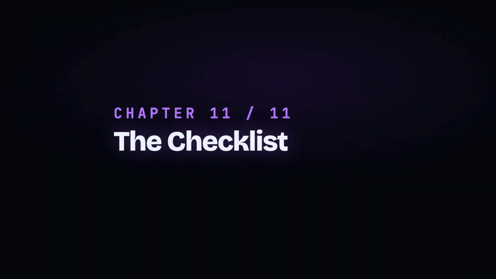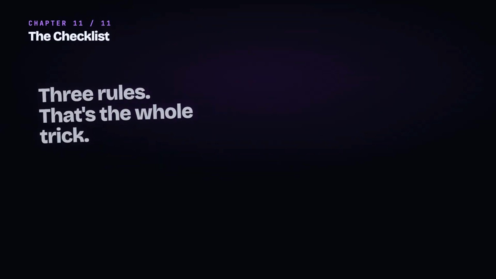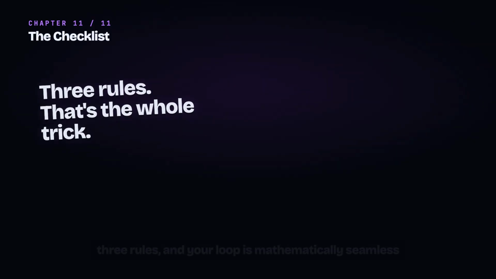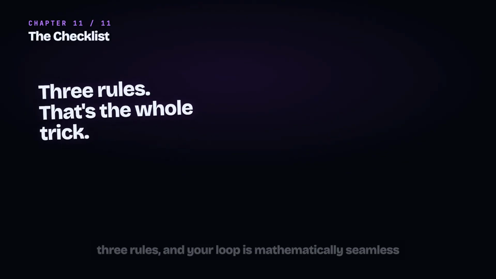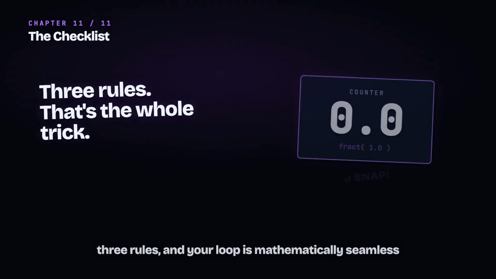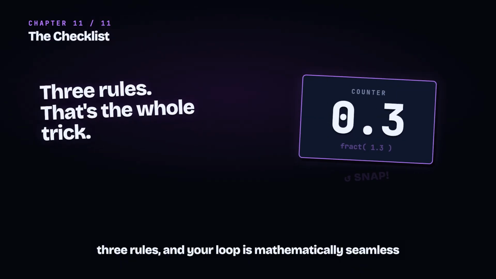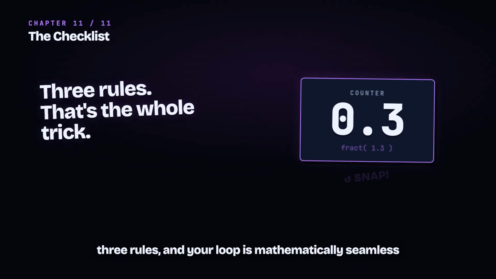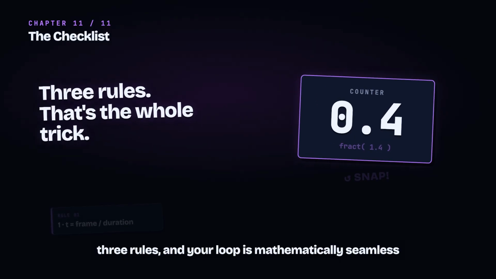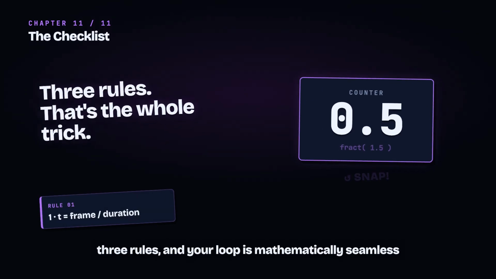All right, let's lock it in. 3 rules, and every seamless loop you'll ever make comes down to these. Rule 1, map time to T, current frame divided by total frames, so your whole animation runs on one number from 0 to 1. Rule 2, drive every motion with a whole number of cycles, sine, cosine, rotation, whatever swings or spins, multiply T by an integer, never a fraction, so it lands home at the end.